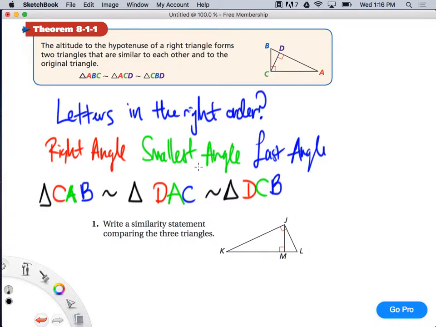Doing this question: write a similarity statement comparing the three triangles. So I wrote the similarity statement here. You should write a similarity statement about those three triangles. First, you have to identify the three triangles and then put the letters in the proper order. This triangle. There's three. One, the big one, JKL. Two, JKL. Yes, good job.